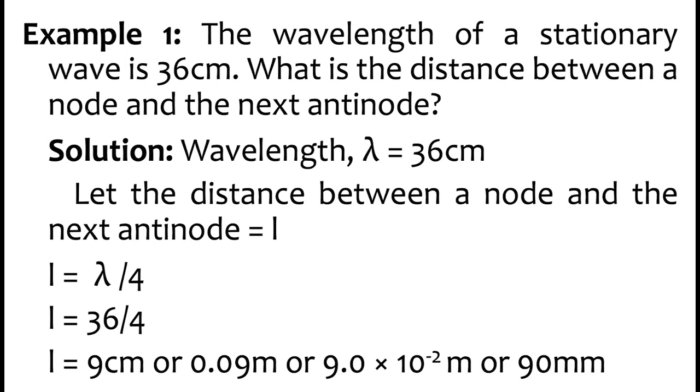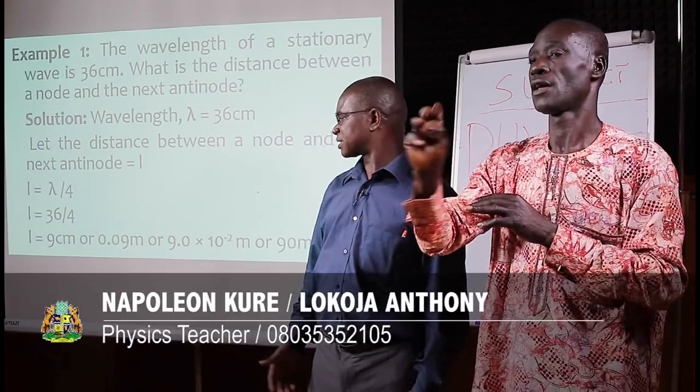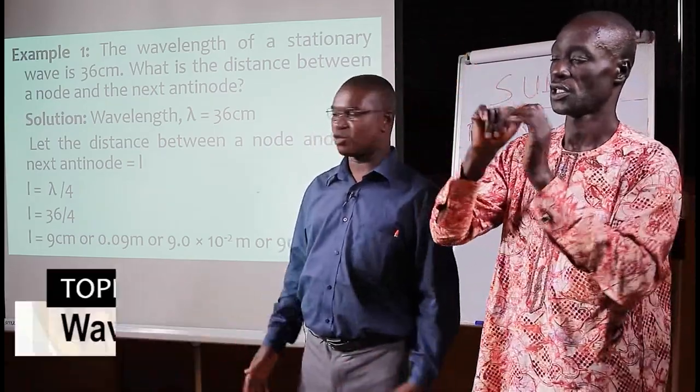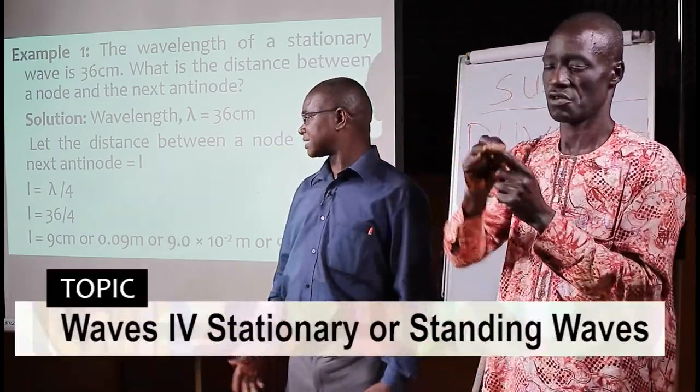Divide 36 by 4, it gives you 9. And therefore, our L, the distance between a node and the next antinode, is 9 centimeters. It is in centimeters because the wavelength is given in centimeters. And so we make conversions, because your options, if it is objective, could be in centimeter, meter, or millimeter, as is important.